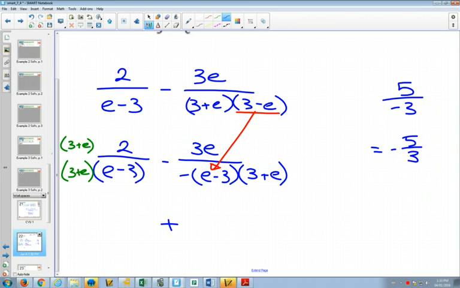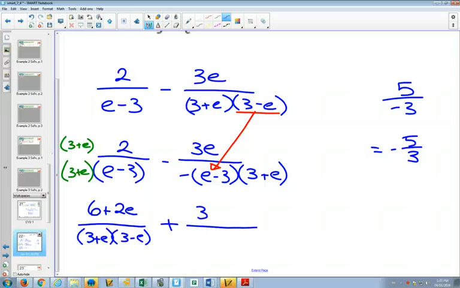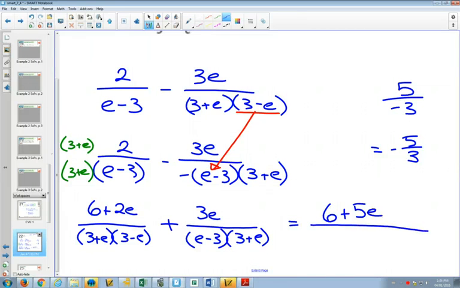On the top here, I'm going to get 6 plus 2e over 3 plus e, 3 minus e, plus 3e, e minus 3, 3 plus e. And now we do have a common denominator, so we can add the tops now. We're going to get 6 plus 5e, put the like terms together, over e minus 3.